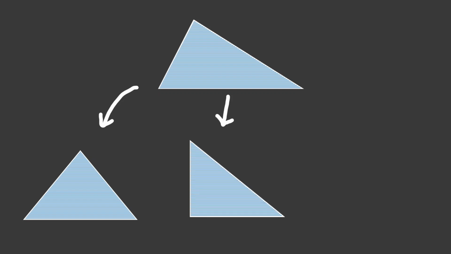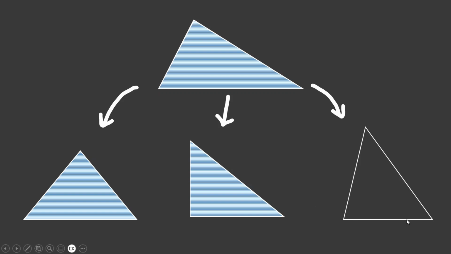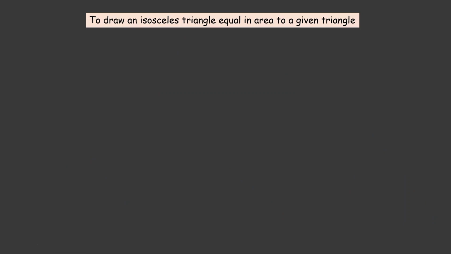Given a triangle of specific area, we need to construct an isosceles triangle having the same area, a right angled triangle having the same area, and a triangle with a different base length but having the same area as the given triangle. Let us start with the first one.